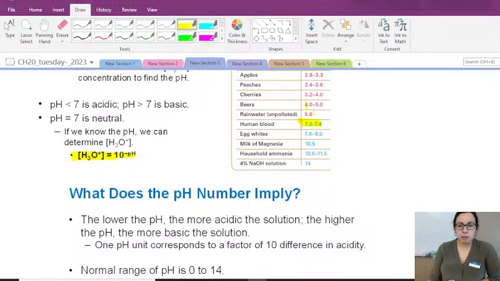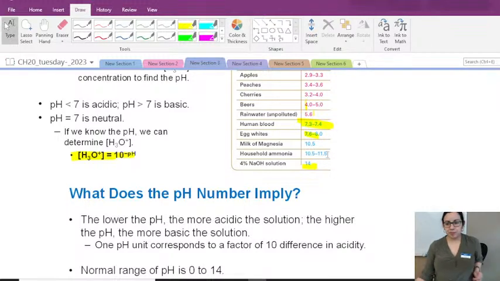And then human blood. Notice that's kept at a pretty tight pH. Right, your blood is a buffer. You have all these wonderful reactions going on, so it has to be pretty precise there. Egg whites are a little basic. Milk of magnesia is like 10. I don't know if anyone's taken that for an upset stomach. And then ammonia is pretty basic, and sodium hydroxide, of course, would be 14.